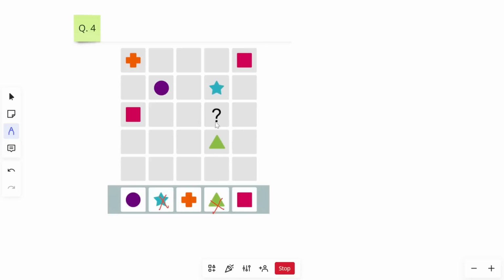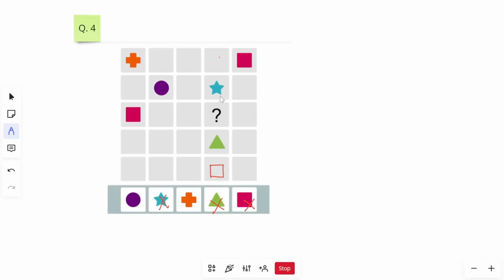So see, square cannot come in this place, right? Because square is already there in this row, right? And also if you see, now we are only left with two empty boxes in this column. So square cannot also come here because square is there in the first row also. So the only place for square that is left is this one.